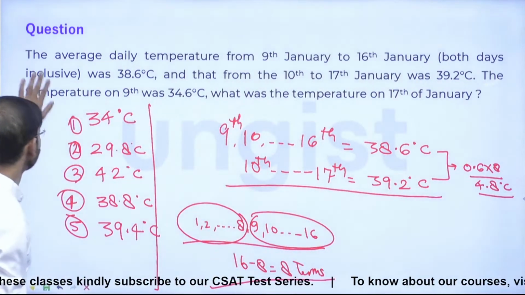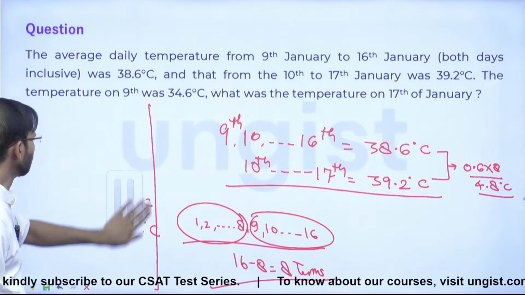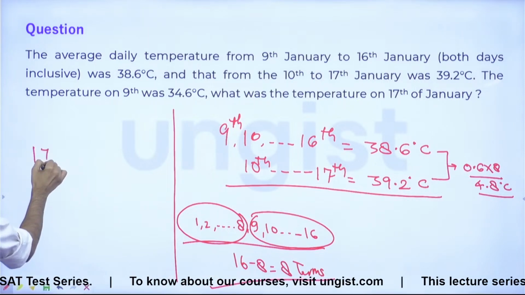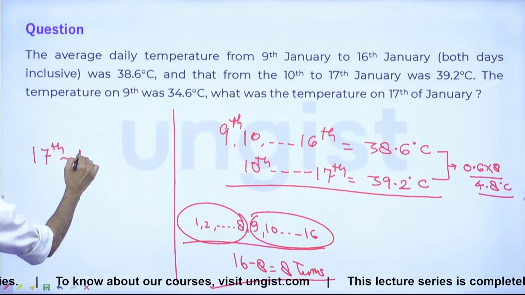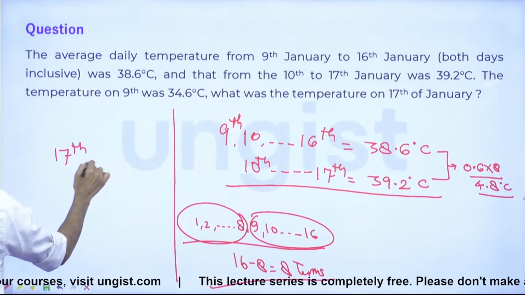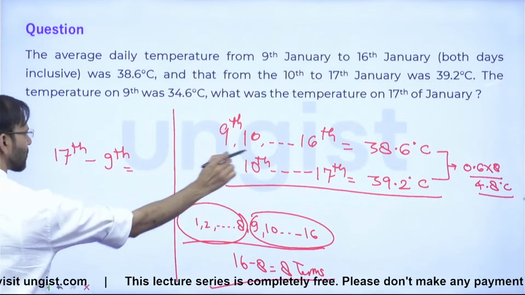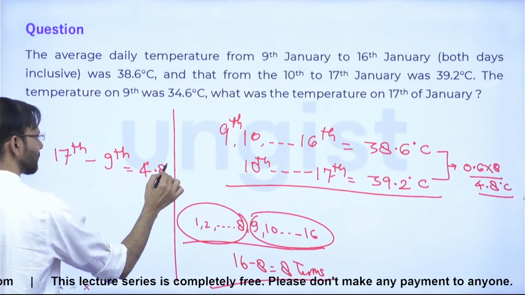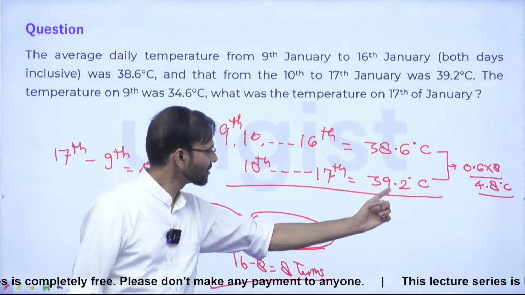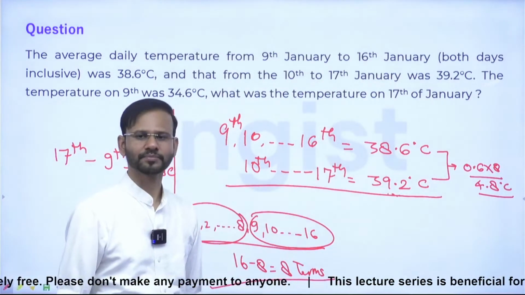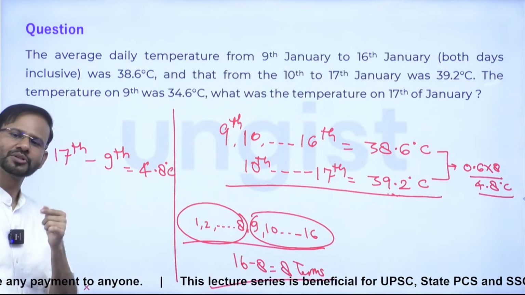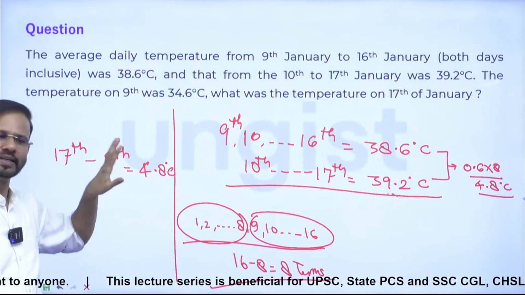So the temperature difference between the temperature of 17th and the temperature of 9th, ठीक है? The temperature difference between 17th and 9th is 4.8 degrees Celsius. Yes or no, friends? And obviously, which one is more? 17th is more because the average of this series is greater than this series, right? So obviously, the temperature on 17th is more than the temperature of 9th by 4.8 degrees Celsius.